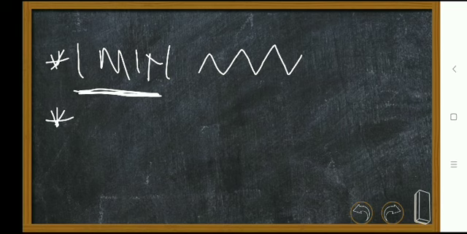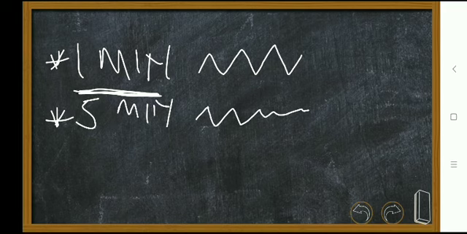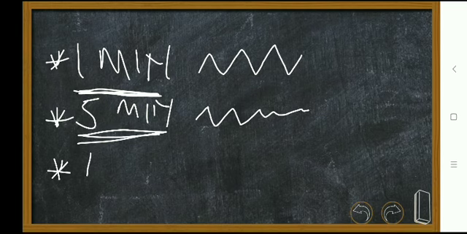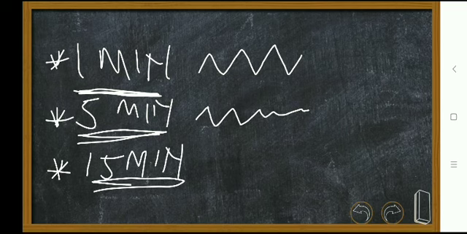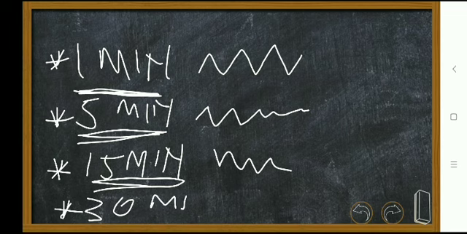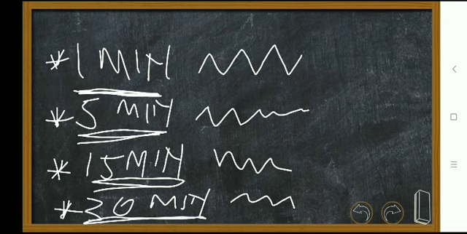Then we also have the 5 minute. Similar to the 1 minute time frame, it will show the movement of price for 5 minutes. Then we have the 15 minute time frame, which will show price movement for 15 minutes. We also have the 30 minute time frame, which shows price movement for 30 minutes. So how does it show this price movement? It shows it in the form of a candle.